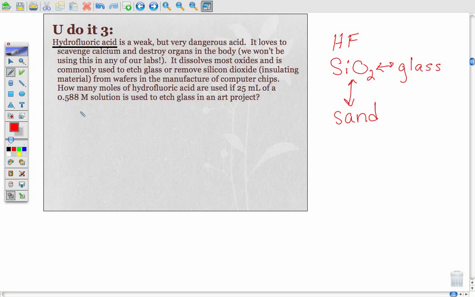Now, in this case, the question says, how many moles of HF do we have? Hydro-ic, remember, comes from -ide. So we have hydrofluoric acid, HF. I have a volume equal to 25 milliliters, and that's the volume of the solution, and it tells me my molarity is equal to 0.588 molar. And so I'm going to plug into the formula.